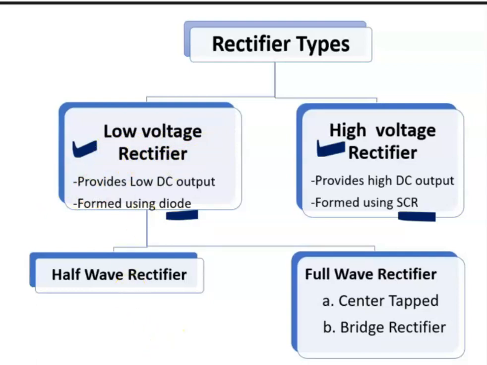So there are two different types of low voltage rectifier, that are the half wave rectifier circuit and the full wave rectifier circuit. The full wave rectifier circuit is again divided into two types, that is center tapped and bridge rectifier. So in this video, we will learn the half wave rectifier circuit in detail.